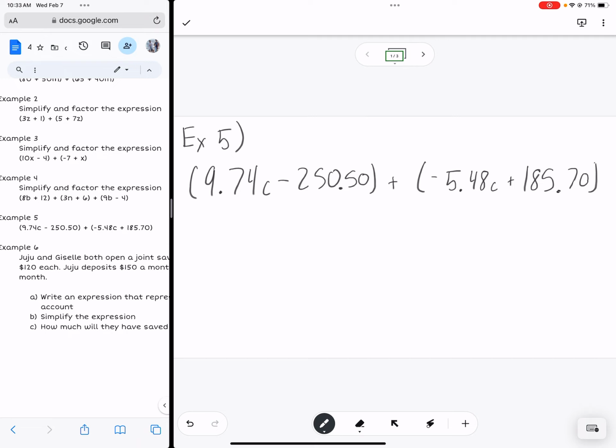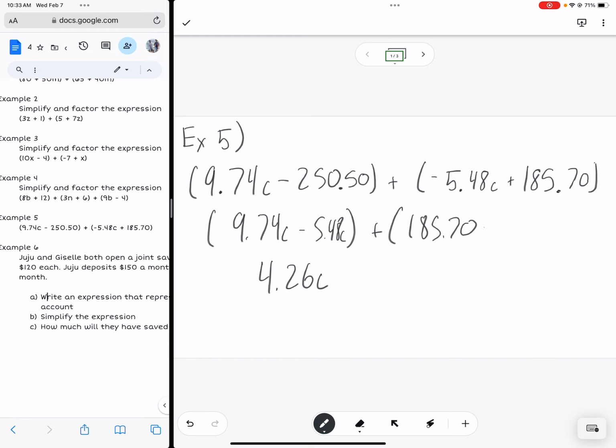Anthony, walk me through what you got. So I combined like terms, by combining the two c's, which is negative 5.48c plus 9.74c, and I got 4.26c. That's correct. And then after that, I combined 185.70 minus 250.50, and I got negative 64.80.